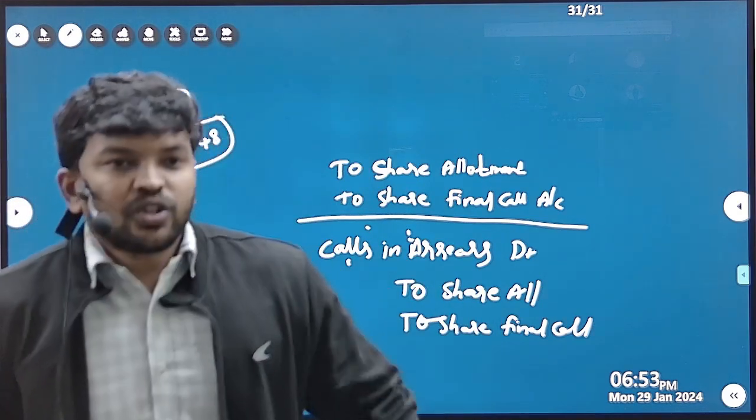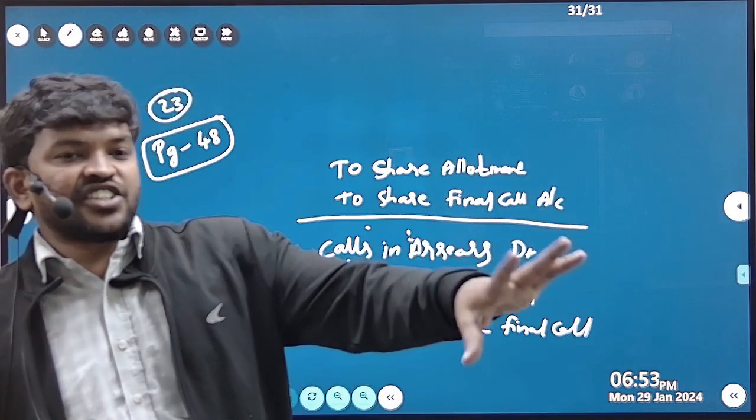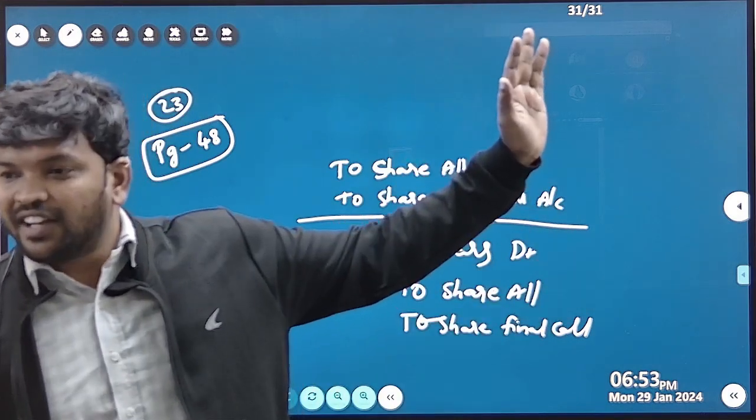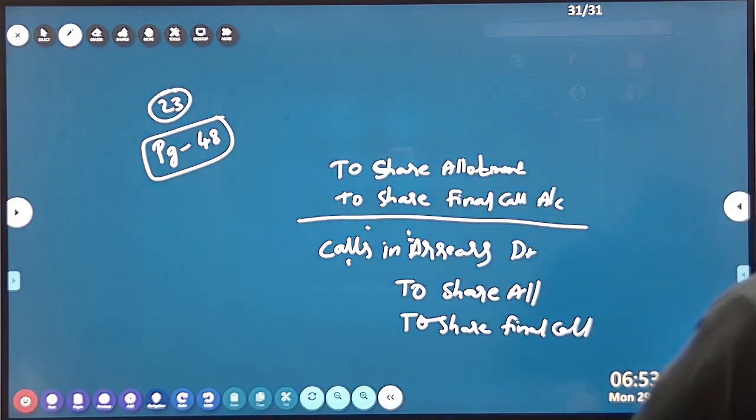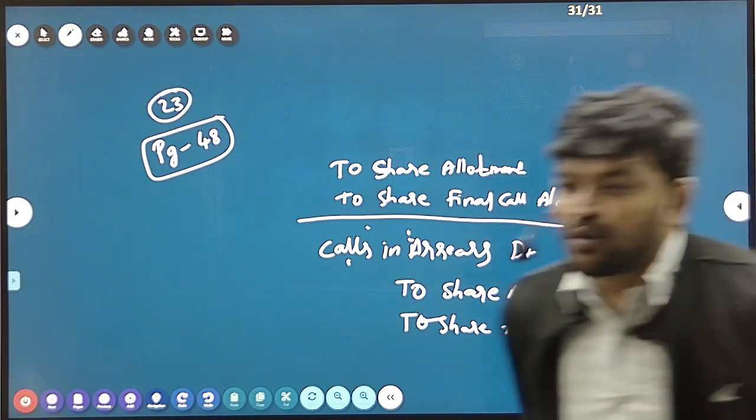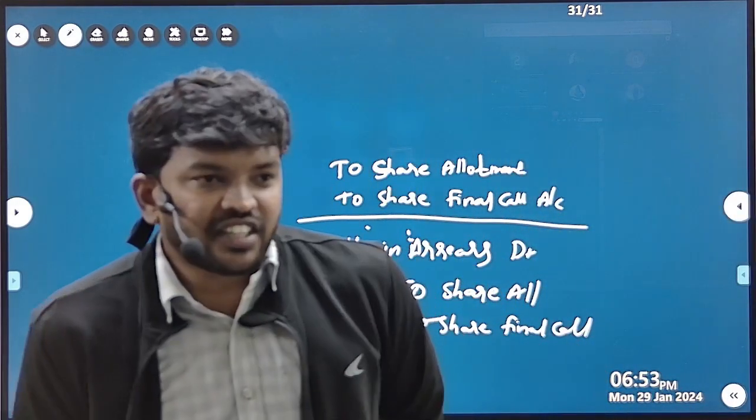No. So the total amount on 100 shares goes to which account? Capital reserve account. So see the next entry. Forfeited shares account debit to capital reserve. 100 into 5 rupees, total 500 rupees is going to capital reserve. Clear with the third entry?